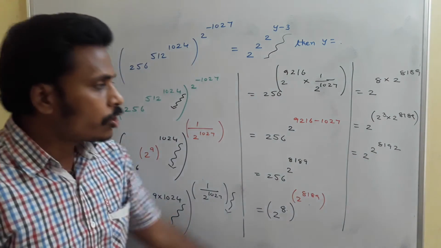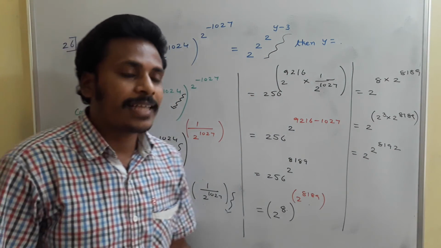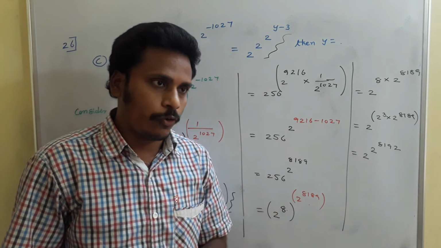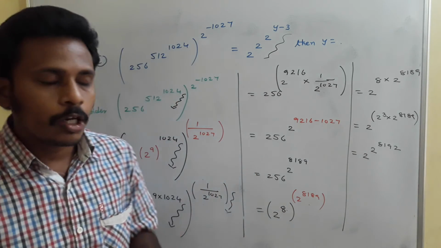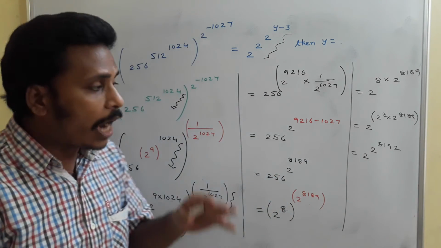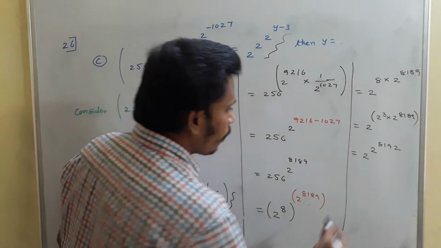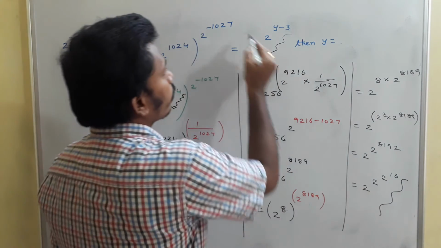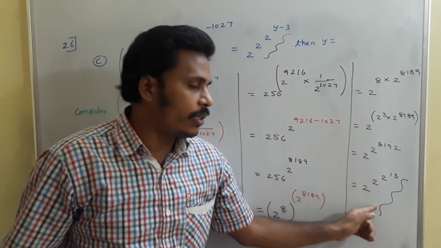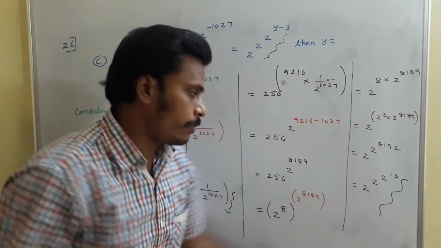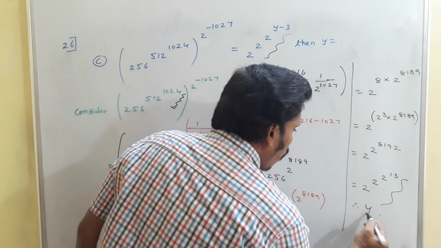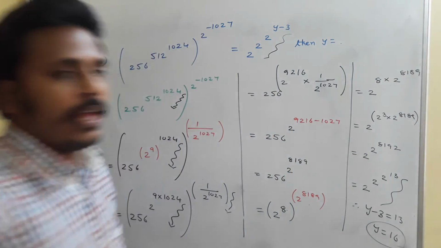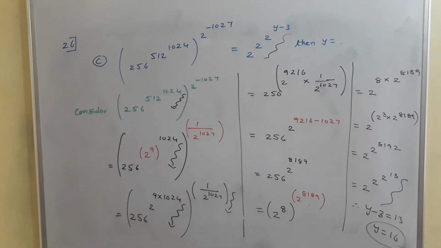You just think about 8192 as a power of 2. I know it: 2 power 10 is 1024, 2 power 11 is 2048, 2 power 12 is 4096, and 2 power 13 is 8192. So this is equal to 2 power 13. When you compare this right side part with this, y minus 3 is 13. Therefore y minus 3 is equal to 13, and the value of y is 16. There ends your problem. You just have a look.